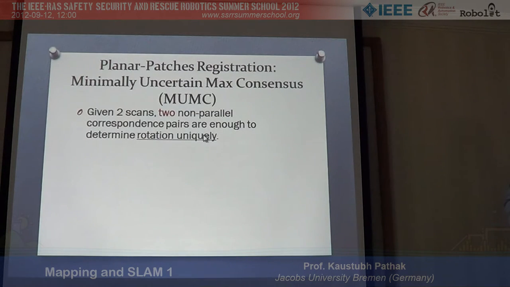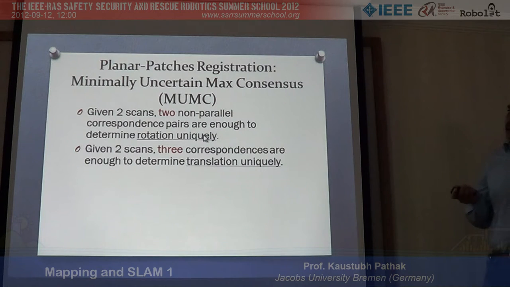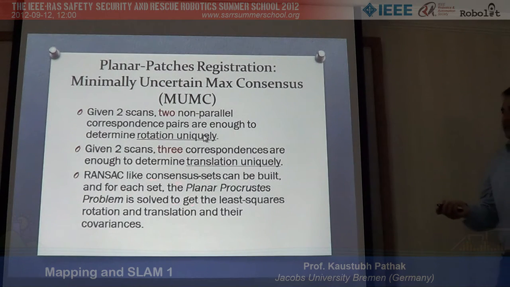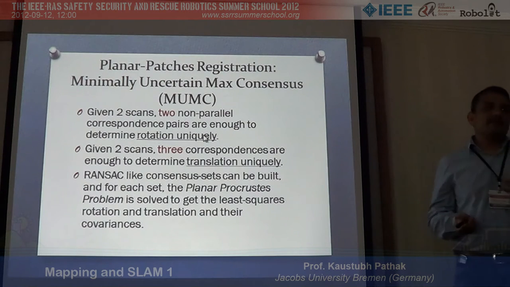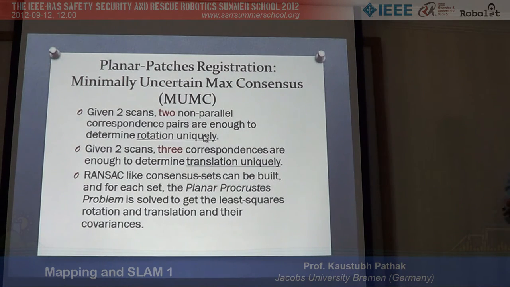So using this, we formulated the minimally uncertain maximum consensus algorithm, which uses, again, something like RANSAC. So there is a minimum set of parameters for computing the transform. Given two scans, two non-parallel correspondence pairs are enough to find the rotation uniquely, and three correspondences are enough to find the translation uniquely. And so it is a little bit like RANSAC, like I said. So it finds, using this minimum set, a model, and then sees which other correspondences satisfy this particular model. But we found out that just using this RANSAC approach was not robust enough, so we were not getting good answers.